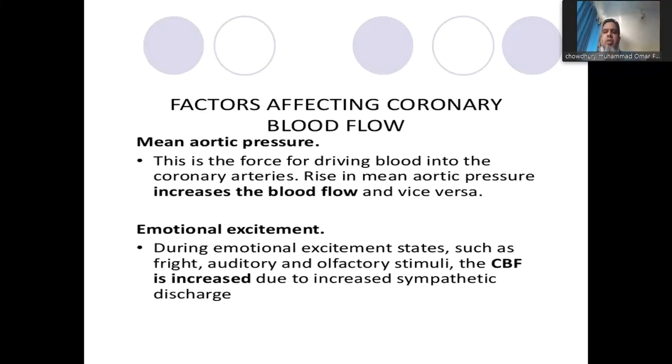Now, factors affecting coronary blood flow. Mean aortic pressure. This is the force for driving blood into the coronary arteries. Rise in mean aortic pressure increases the blood flow and vice versa. Emotional excitement. During emotional excitement states such as fright, auditory, and olfactory stimuli, the coronary blood flow is increased due to increased sympathetic discharge.